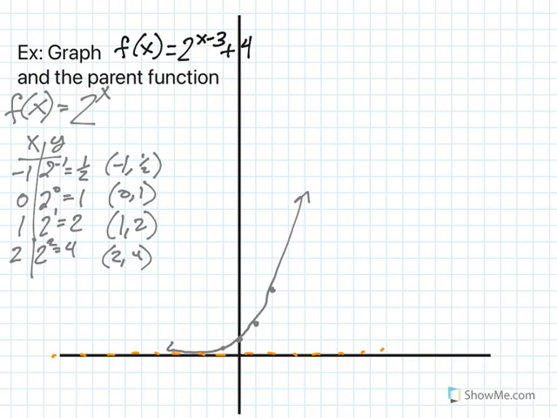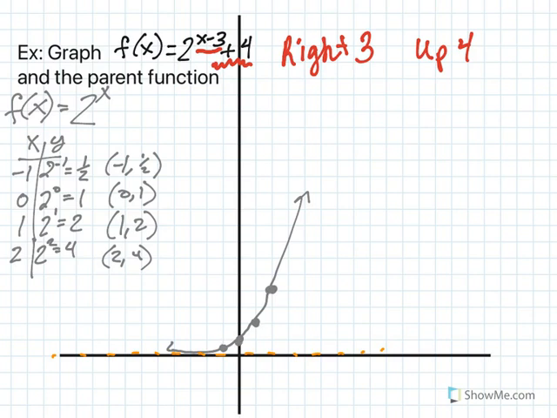Okay, so now I'm ready to graph my transformation. I'm going to make this line a little fatter. So first we have x minus 3. So the x minus 3 is part of the exponent. So that is a horizontal shift. So that's going to go right 3. And then this plus 4 out here means I'm going to go up 4. So we can see that I graphed 4 points.